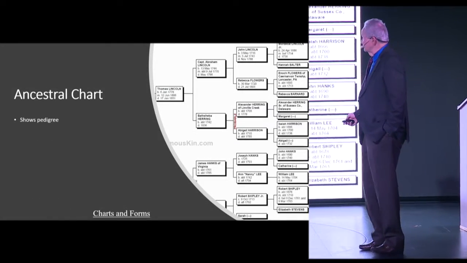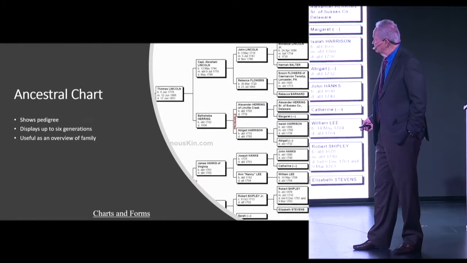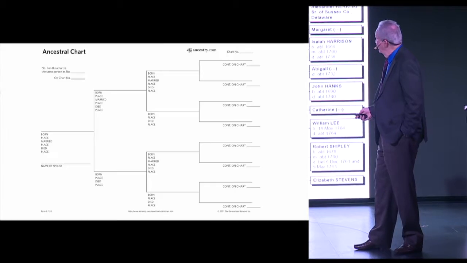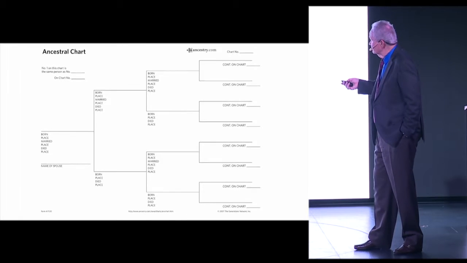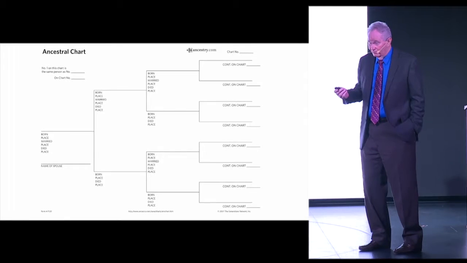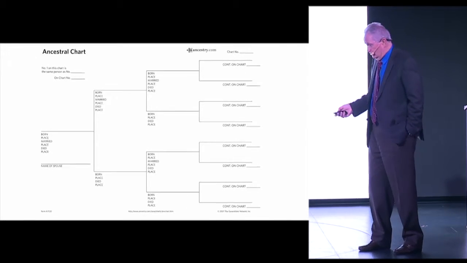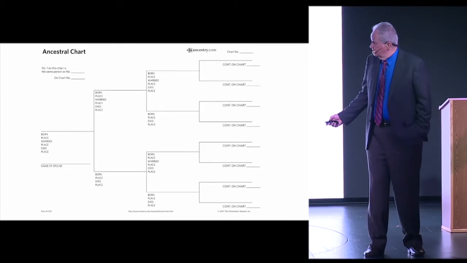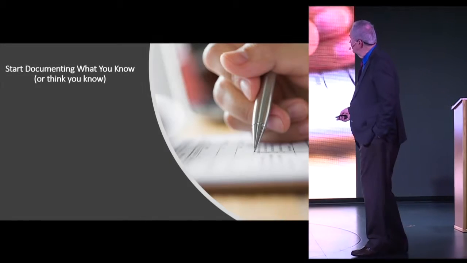The other one's the ancestral chart, and it shows you your pedigree. You can display up to 6 generations. It's a good overall view of your family. And this is what this looks like. Now here you see this one shows 4 generations. And again, it shows when, where, and so on about where they were born and died and married. And you can do as many of these as you want. I got tired of doing these after a while. I just do them online, and it's a lot easier. But those are the two fundamental charts you need to start thinking about.